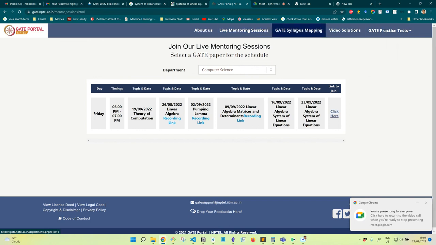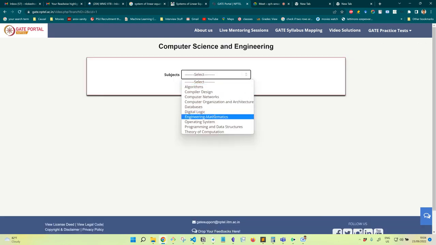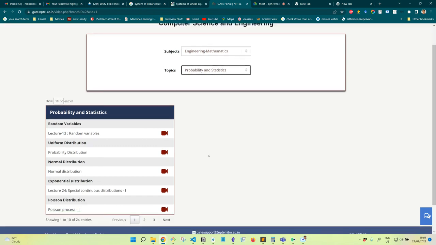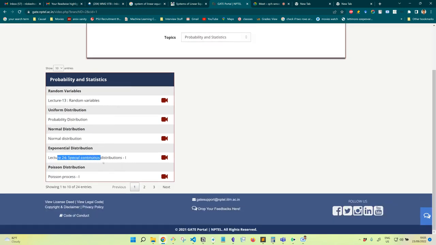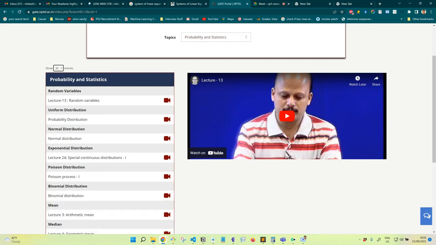Actually, in the meeting they were telling me that there is this syllabus mapping. Perhaps you can follow this also. If you go to gate.nptel.ac.in, you see a tab, GATE syllabus mapping. Once you go to computer science, you can select a topic. For example, you are asking about probability. Let's say I select engineering mathematics, and here I select probability and statistics. Once you select this, they have given a mapping from topic to video. For example, this lecture is on random variables. You click this lecture, and there is an NPTEL lecture on random variables. Then you have probability distribution, normal distribution, and so on. You can also follow this mapping.